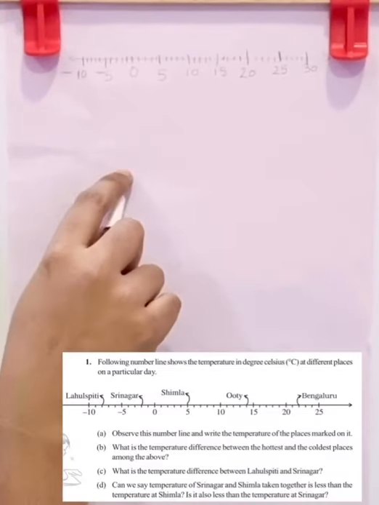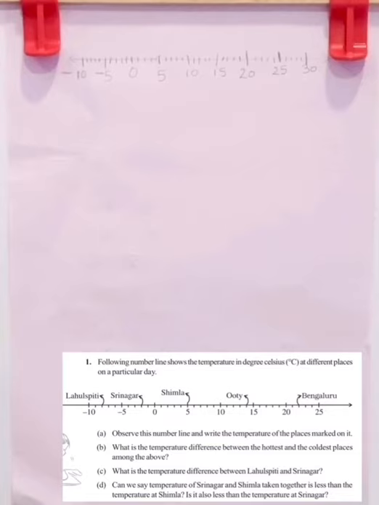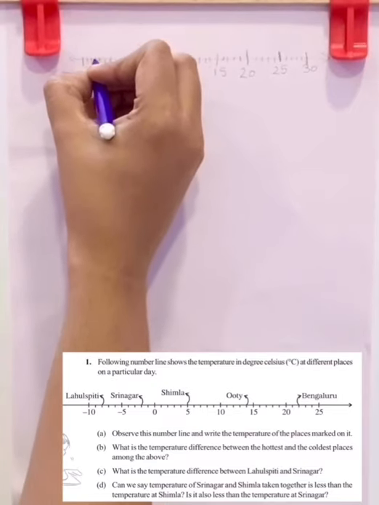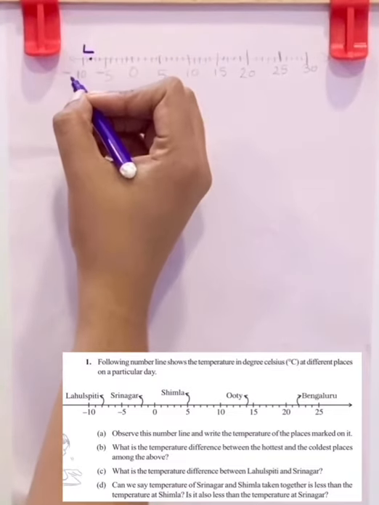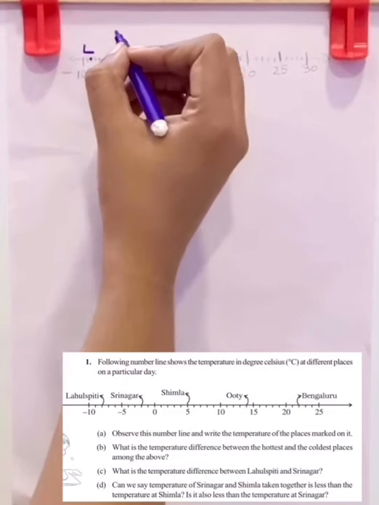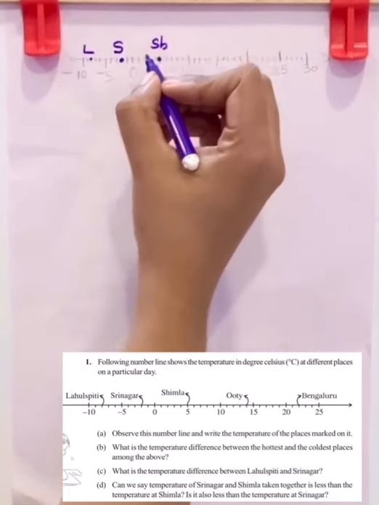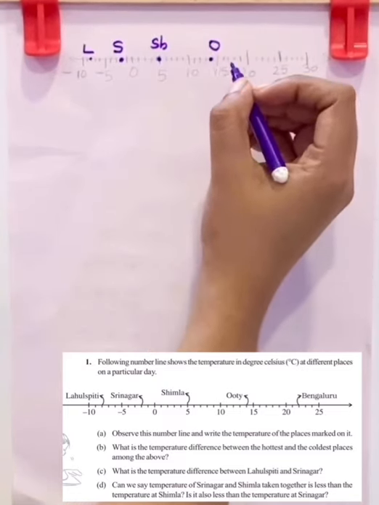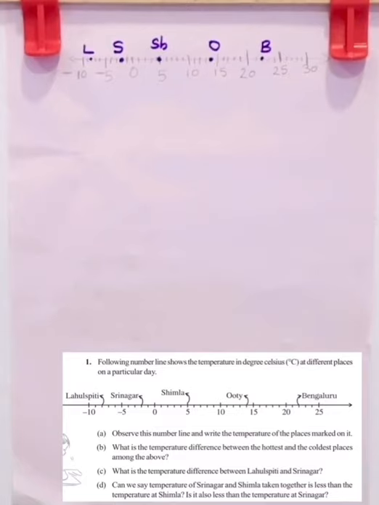Exercise 1.1. A number line is given showing the temperature in degrees Celsius at different places on a particular day. Here they are given the temperature of Lahul Spiti is here. So let us mark it L here. Now Srinagar is here. Now Shimla is here. Now Ooty is here. And Bangalore is here. So the question is, observe this number line and write the temperature of the places marked on it.